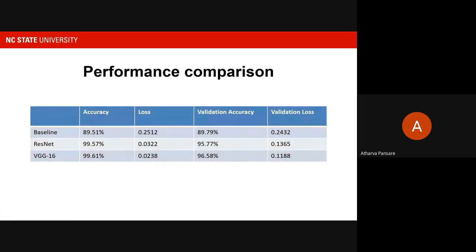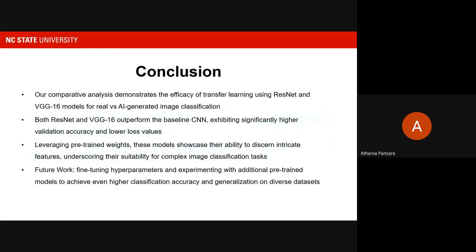So coming to the performance comparison, the baseline model had a training accuracy of 89.51%, whereas both ResNet and VGG crossed 99% accuracy. And in validation accuracy, VGG-16 slightly outperformed ResNet by 1%, but both were way ahead of the baseline model. So in conclusion, we've been able to show that transfer learning is a better method and more efficient than training your own custom CNN. Overall, we can crown VGG-16 as the winner in this case due to its higher validation accuracy.